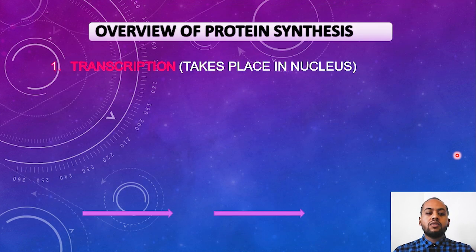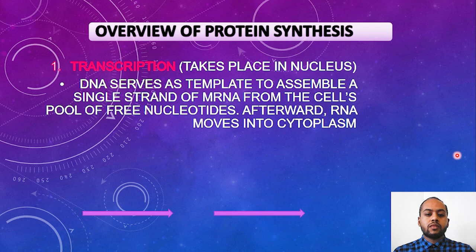So we just have a look at the overview of protein synthesis. Like I've mentioned a few minutes ago, transcription is going to be the first phase of protein synthesis, and transcription takes place inside the nucleus. If we just have to give a general overview as to what happens in transcription, we can say that DNA serves as a template to assemble a single strand of mRNA from the cell's pool of free nucleotides. Afterwards, RNA moves into the cytoplasm.